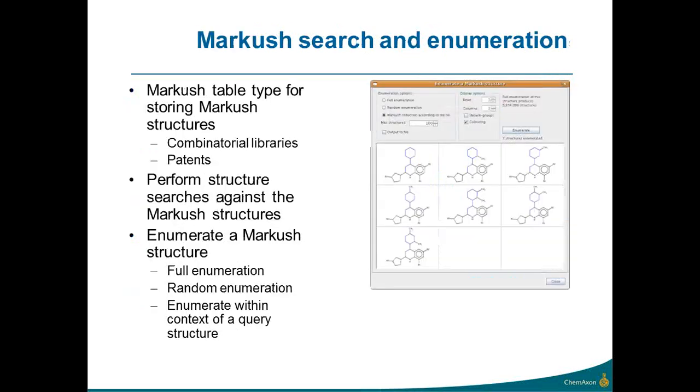More sophisticated things you can do in Instant JChem. Quickly, I want to talk about Markush search and enumeration. Markush structures can be stored in Instant JChem from combinatorial libraries or patterns. You can perform structure searches on all these Markush structures, and also you can do enumeration, and full, random, and enumerate with context of query structures are supported.